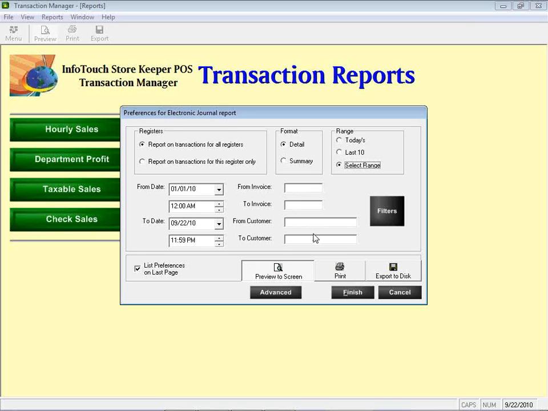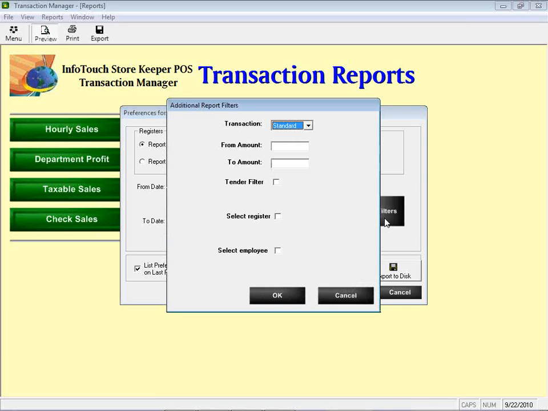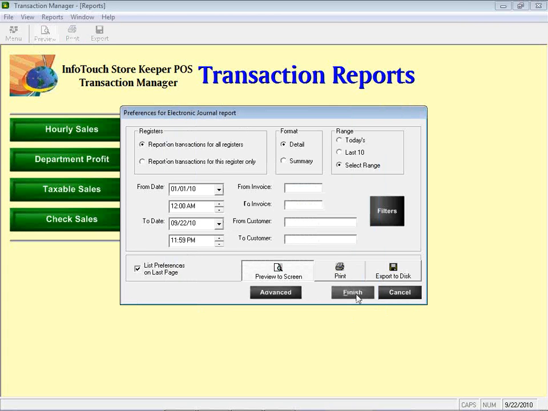And you do have some options to filter by invoice number, by customer number, by the transaction type. For example, I could look just at my post voids. I could look for a from-to amount range if I'm trying to identify a particular transaction that I know the total of. I can filter it by the tender type or the register or the employee, but mostly you just don't worry about any of these things. You either look at the today's version to see every sale that happened today, or you can look at a date range. So let's go ahead and see every sale we've done here since the beginning of the month.